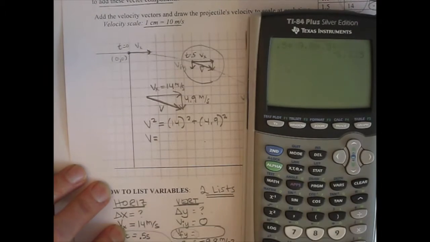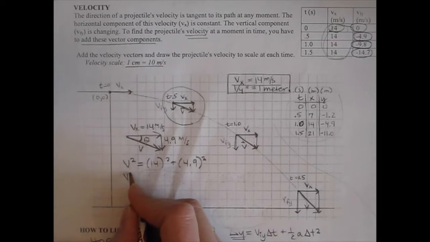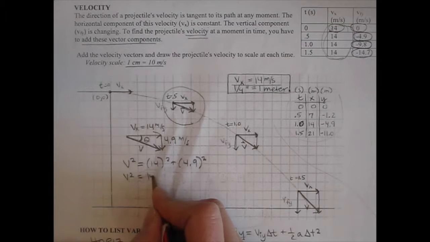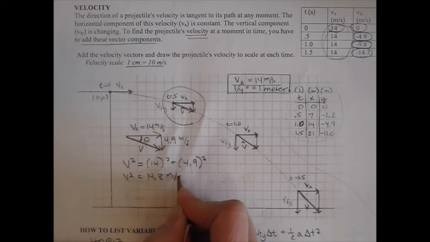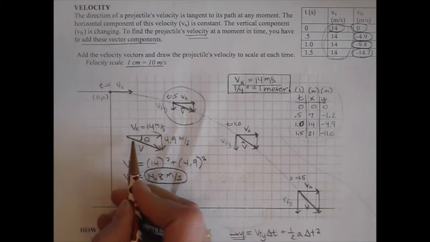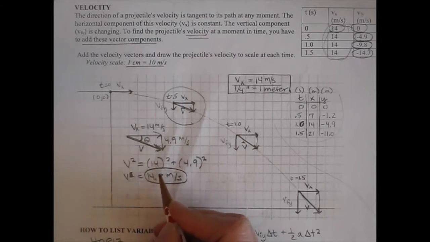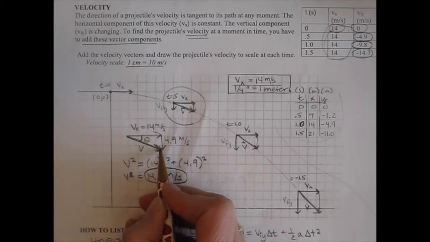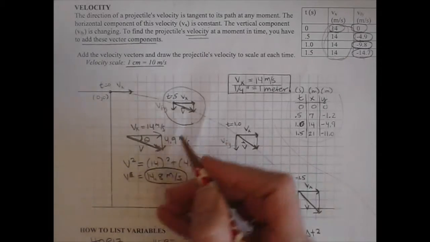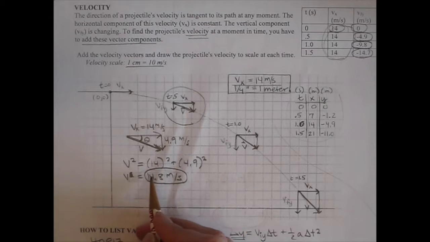So 14 squared plus 4.9 squared, and then the square root of the result. So the result for the velocity is 14.8 meters per second. Oops, not the velocity squared, that's the velocity. So that is the actual magnitude of the object's velocity at 1/2 second. That is the speed of the object at that moment. This is its horizontal progress and vertical progress, but overall, if it had like a speedometer attached to it, this is what the speedometer would say.